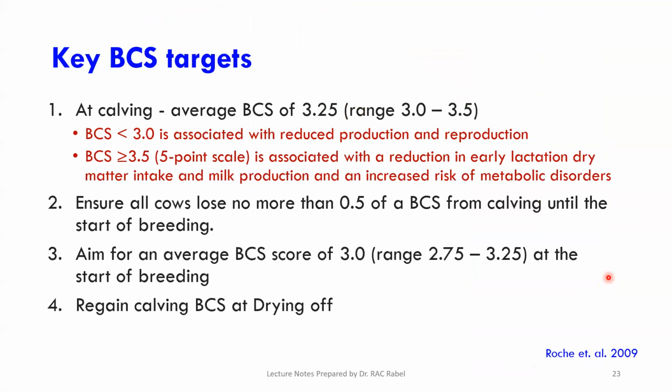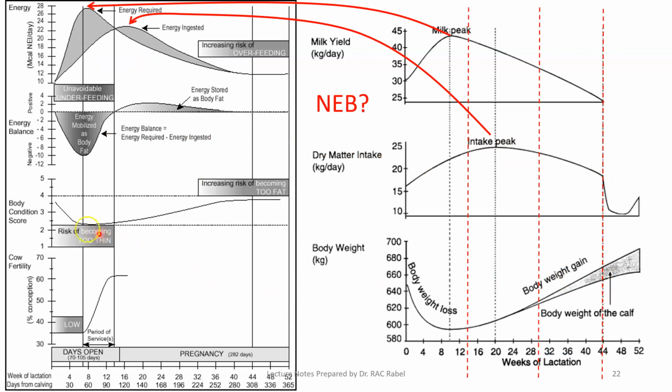Okay, so then what are the numbers? I said it shouldn't go below a certain level. What are these numbers? What is the lowest number recommended? What is the highest number recommended? When should you regain this high number? Is it during mid lactation? Is it during late lactation? Is it during the dry period?